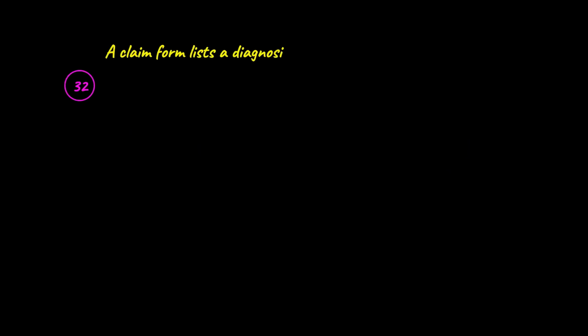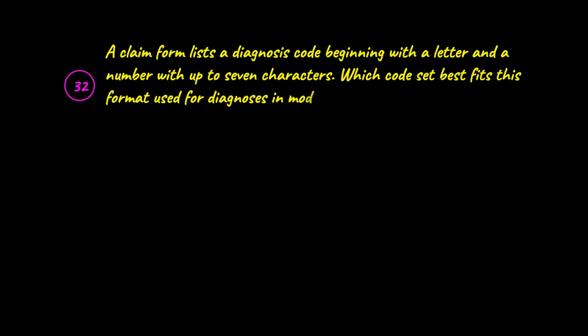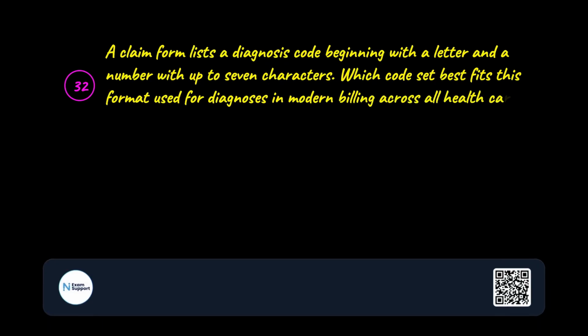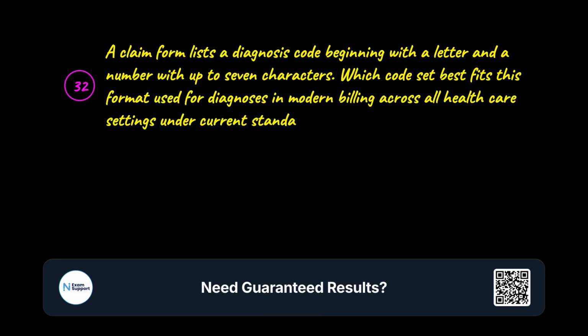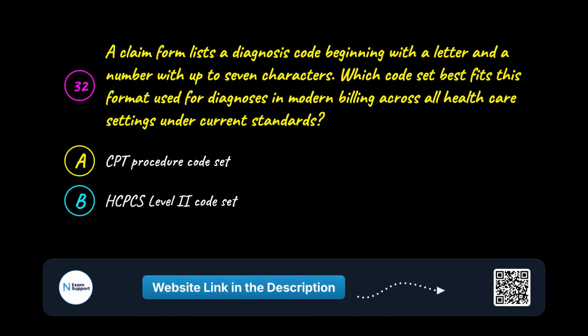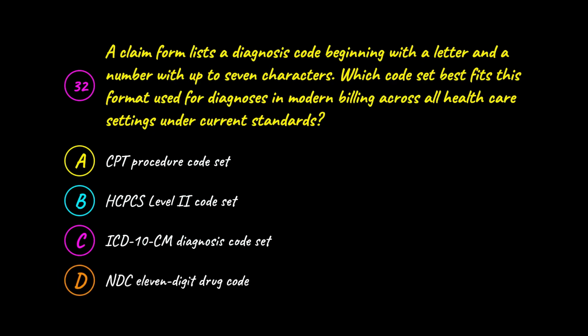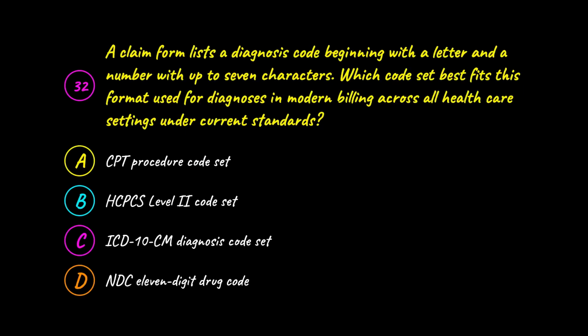Question 32. A claim form lists a diagnosis code beginning with a letter and a number with up to 7 characters. Which code set best fits this format used for diagnoses in modern billing across all healthcare settings under current standards? Your options are A. CPT procedure code set, B. HCPCS level 2 code set, C. ICD-10 CM diagnosis code set, D. NDC 11-digit drug code. Got a guess? Lock it in.